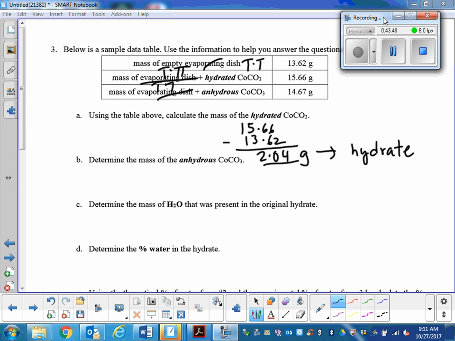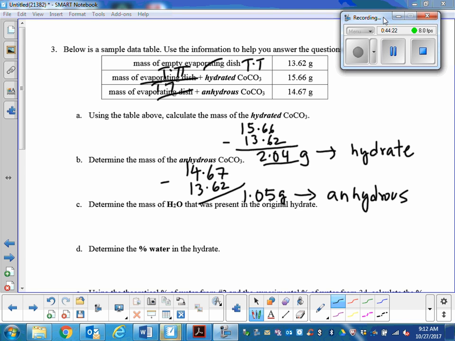Is that correct? So I take 14.67 and subtract out the mass of the test tube, right? We used a test tube, so what's that going to be? 13.62, and what is that answer? 1.05 grams. That's the mass of the anhydrous salt that was left behind. Is that correct?